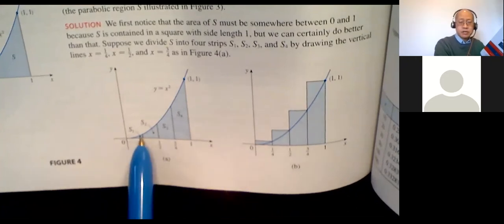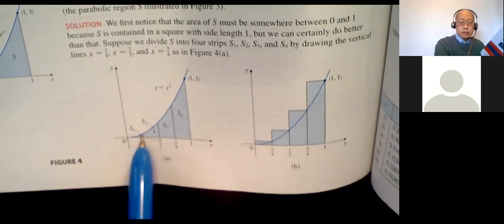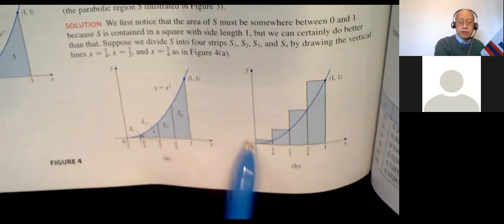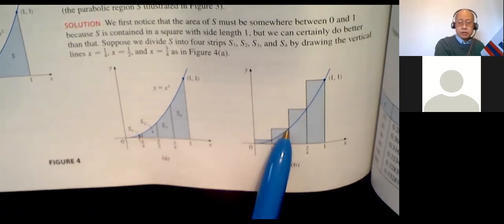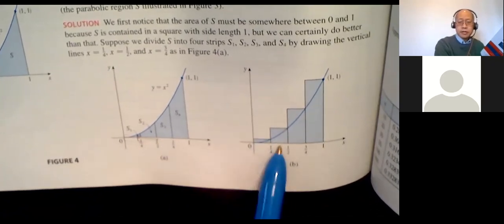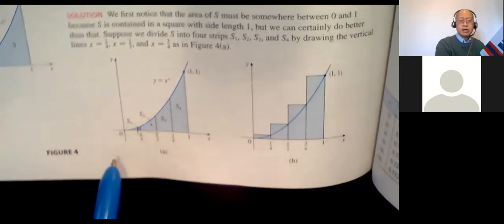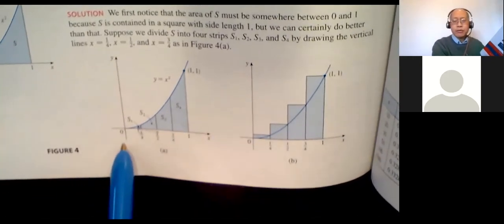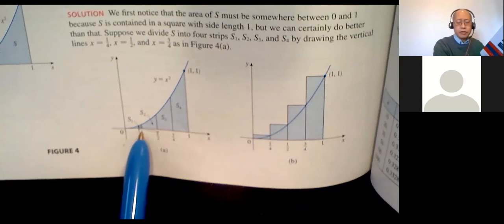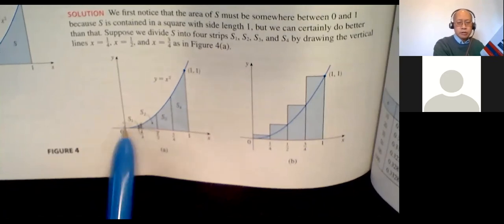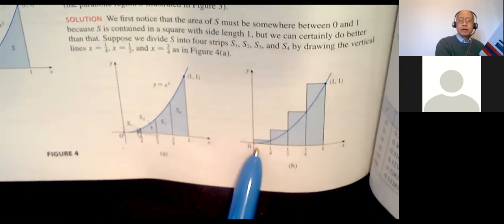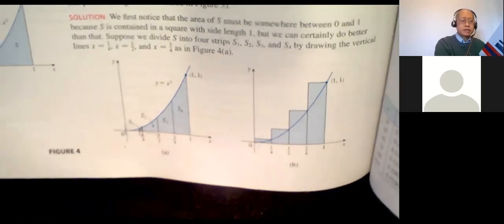And same thing for S2. From 1/4 to 1/2, go up till I touch the curve, draw a rectangle. Same thing here, same thing there. So in other words, in each case, I'm taking the right endpoint, the point furthest to the right, go straight up, draw a rectangle. Okay, I can compute these 4 areas.